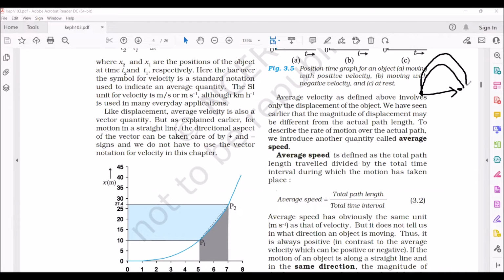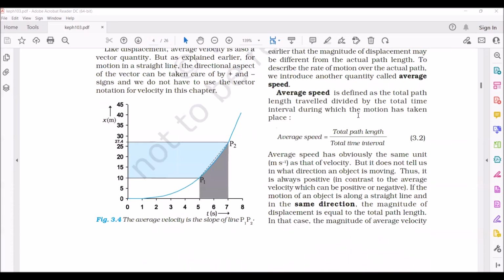Then, in order to find the rate of motion over the actual path, we define the physical quantity called average speed. Average speed is the ratio of the total path length, whatever the path length is, to the total time interval. Because the total path length is nothing but the distance, it is distance by time interval. Distance does not have any direction, so average speed does not have any direction.